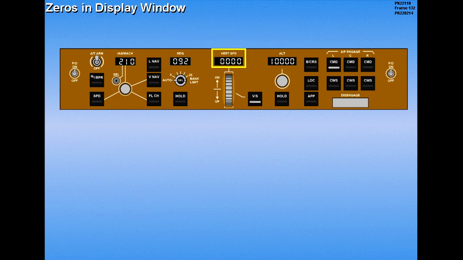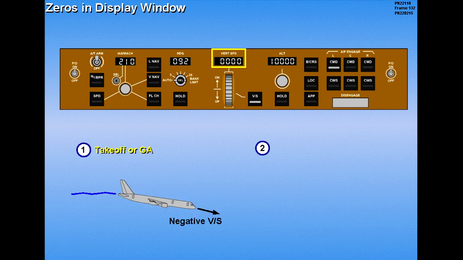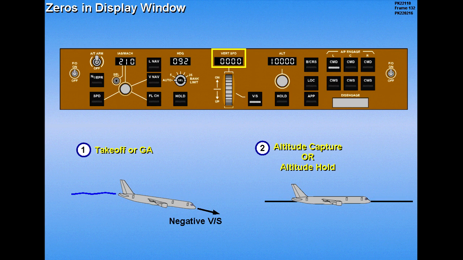Zeros will be displayed in two situations: when the vertical speed mode is engaged during takeoff or go-around with the negative vertical speed existing, and when vertical speed is engaged during altitude capture or altitude hold.